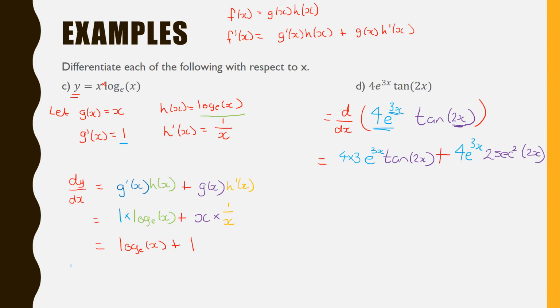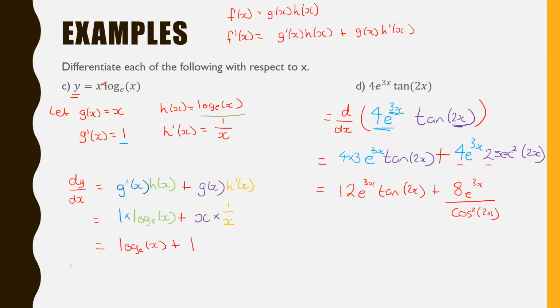So now I can actually simplify this and work it out. 4 times 3 gives me 12e to the 3x multiplied by tan of 2x, plus 4 times 2, which is 8e to the 3x multiplied by sec squared 2x, which we can leave as sec squared 2x, or we can write as over cos squared of 2x. And that actually is a good enough answer. There are a number of other ways we can manipulate this to get to a final answer, but that is fine as it is.